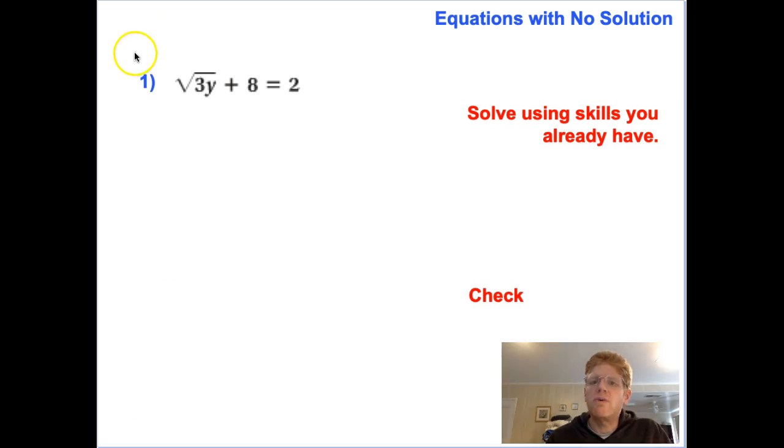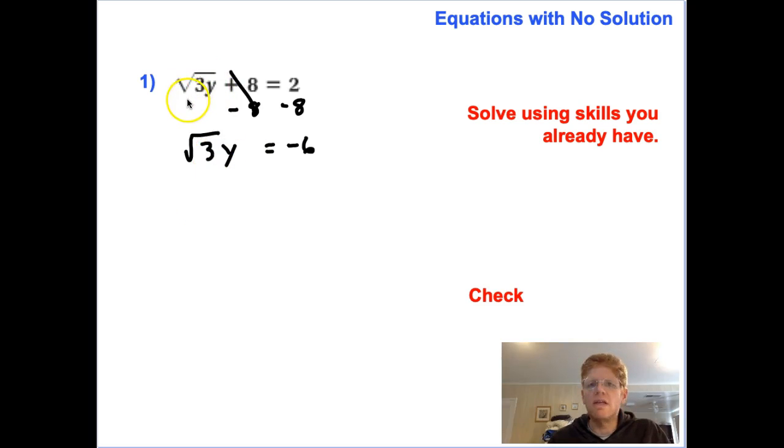But what about an equation with no solution? What would that look like? Well, let's work this one and see. We've got square root of 3y plus 8 equal to 2, so we're going to subtract 8 from both sides. We're going to get that radical all by itself there. These are going to cancel out. That's going to leave me with negative 6 over here, and the square root of 3y.